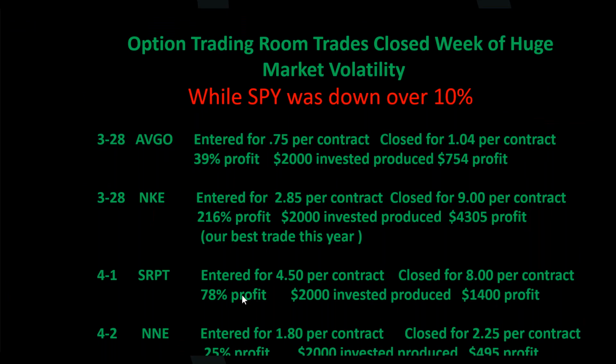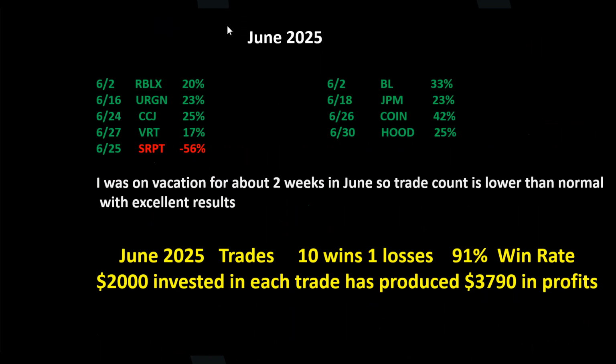Sarepta, about 78% profit, in at $450, out for $8, and NNE in for $1.80, out for $2.25. These were all bearish trades, and the only ones we had on, and this was our profit. Well, the market was down 10% in 2 days, if you remember back in last April.